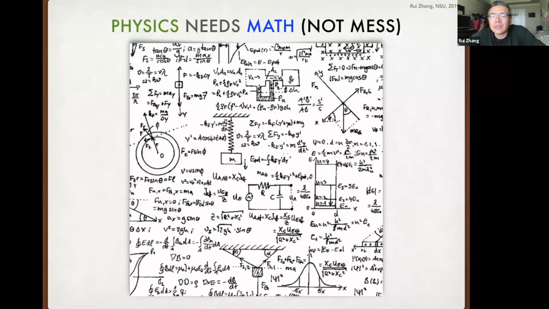And for this class, we need algebra a lot, meaning we need to work with symbols, okay? Because that's the very convenient way to write down your mathematical equations. So, yeah, that's very important for us, okay?